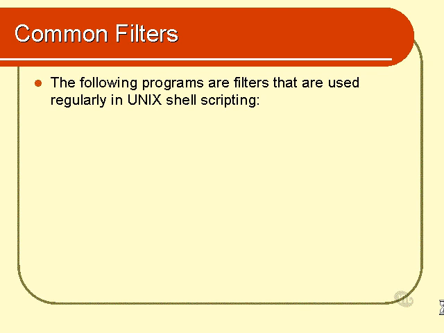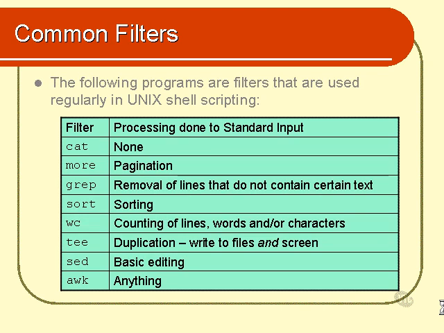Let's have a look at some common filters. These are used regularly in Unix shell scripting. We have got cat, of course. You may ask yourself, what processing is done by cat? Well, none, really. You could say that it's the no processing filter. Whatever input it receives, it just puts it straight back out to the screen. And yes, of course, because cat is a filter, it is possible to type cat by itself on a line with no parameters, and it will just sit there waiting for input from the keyboard, and whatever you type, it will echo back out to the screen. More is of course a filter which does exactly what cat does, except it does it one page at a time, so we've got pagination happening.